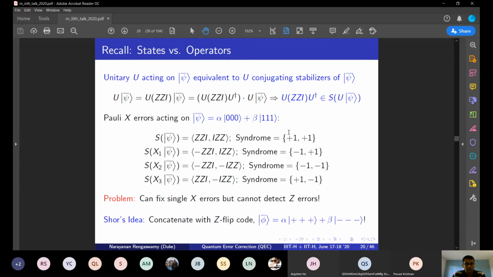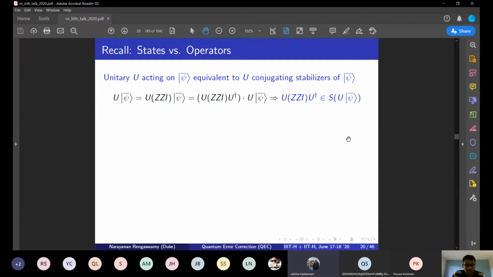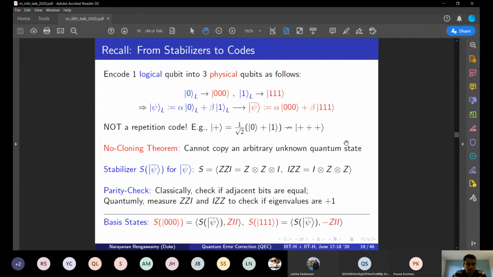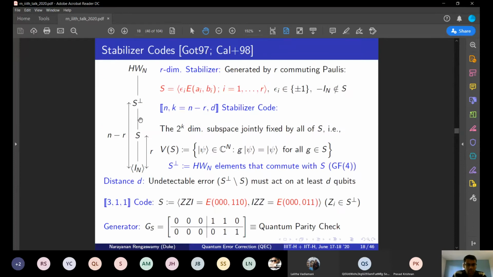Using this notion, any idea as to what will be the size of this S-perp? Yes, the size of S-perp, it is just the dual in the space. If you think of it in the GF(4) space, it will just be n minus r. So if r is the dimension of the group, this will be of dimension n minus r.